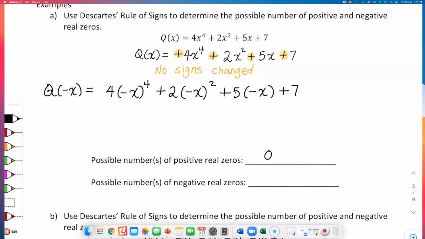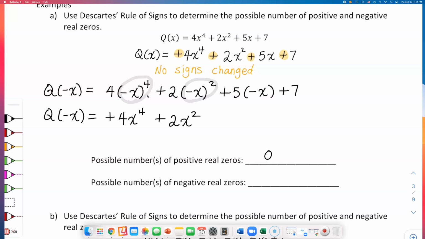And you need to just simplify this very carefully, all the signs. Take a look. This circled part, you see negative raised to the 4th power. If the exponent is even, it's going to come out as positive. So I will have positive 4x to the 4th power. Next, negative x squared, that's going to come out as positive 2, right? So I will have plus 2x squared.